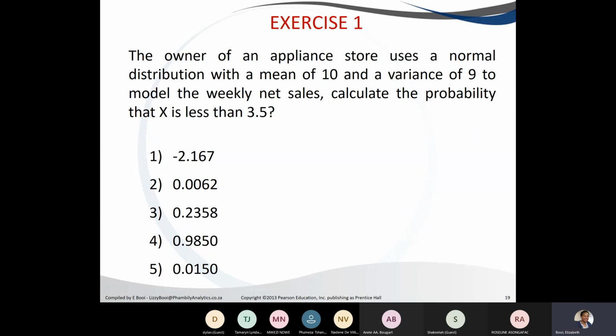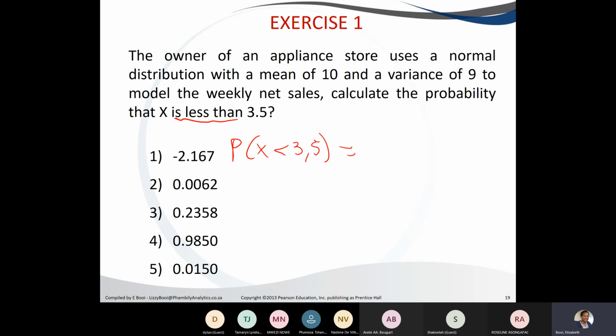The owner of an appliance store uses a normal distribution with the mean of 10 and the variance of 9 to model the weekly net sales. Calculate the probability that X is less than 3.5. So they're asking us to calculate the probability that X is less than 3.5.